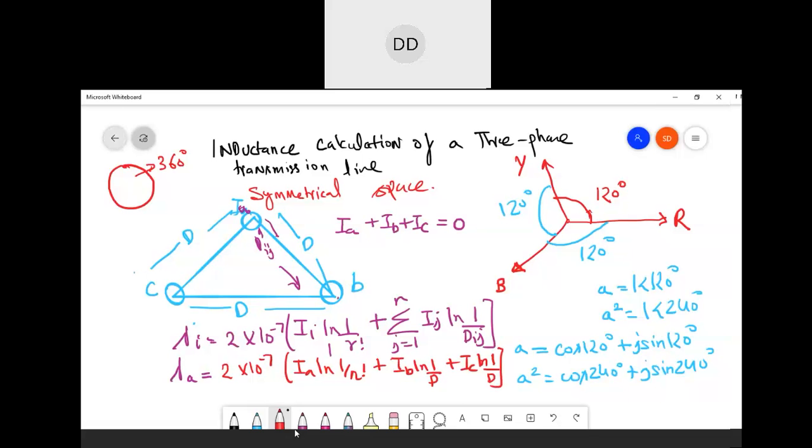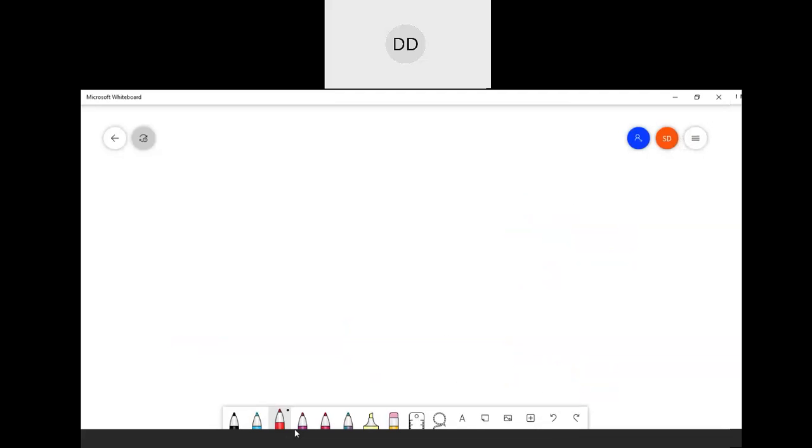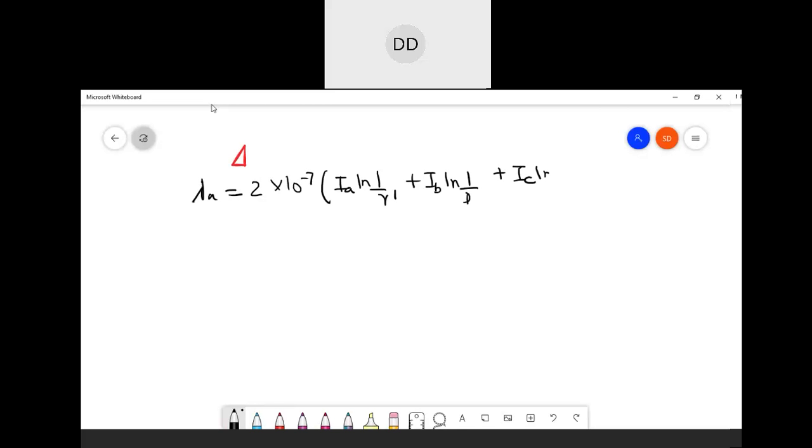So I'll create a new page now. What we got is the equation here. Lambda a is equal to 2 into 10 power minus 7 bracket Ia ln of 1 by r dash, plus Ib ln of 1 by d plus Ic ln of 1 by d.